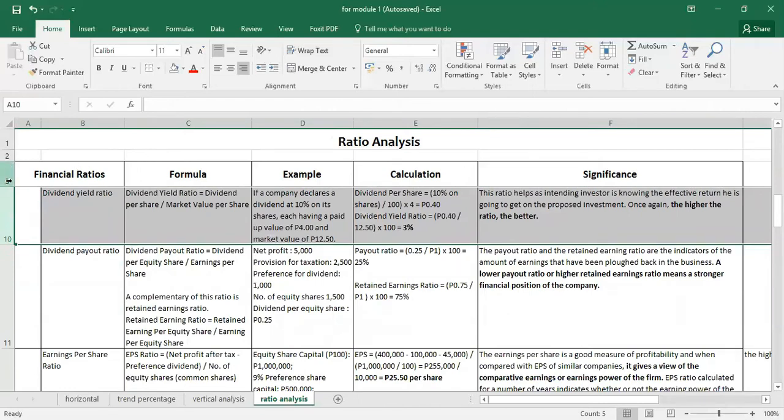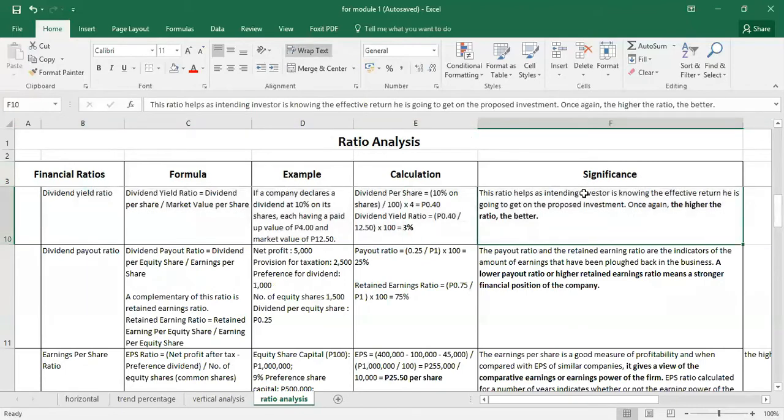Okay? Then we have the dividend yield ratio. Ano naman ang dividend yield ratio? Ang dividend yield ratio, to compute for it, we must divide the dividend per share divided by the market value per share. So, paano naman to? Ano naman ang importance, ano naman ang significance at interpretation ng ratio na to? Again, this ratio helps an intending investor in knowing the effective return he is going to get on the proposed investment.